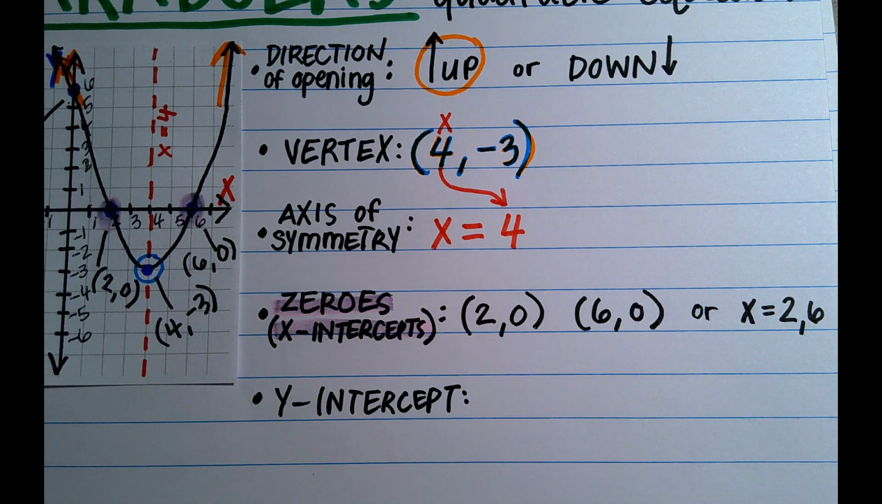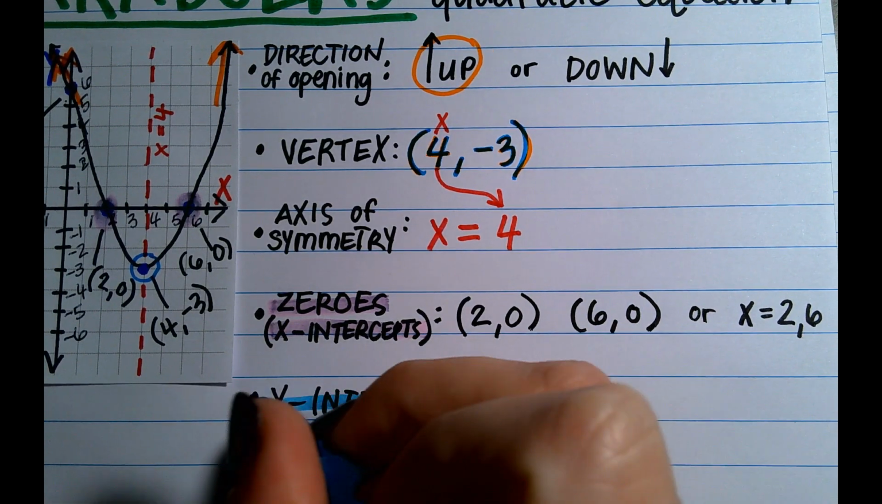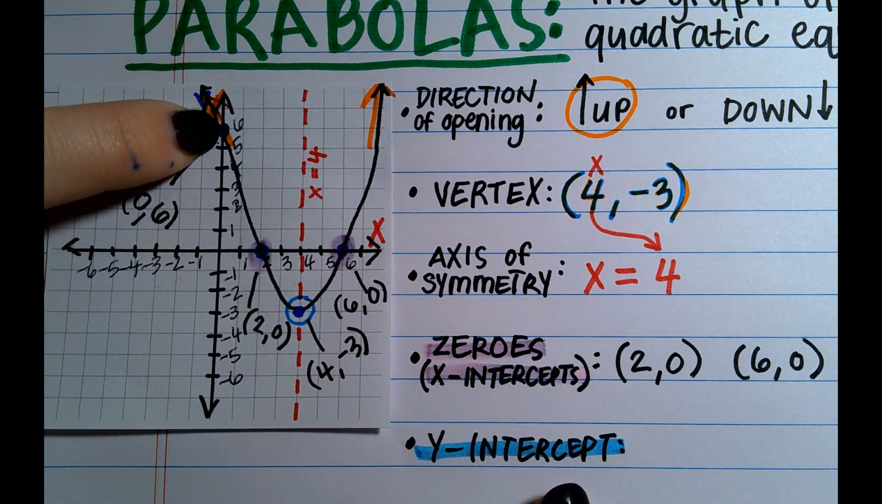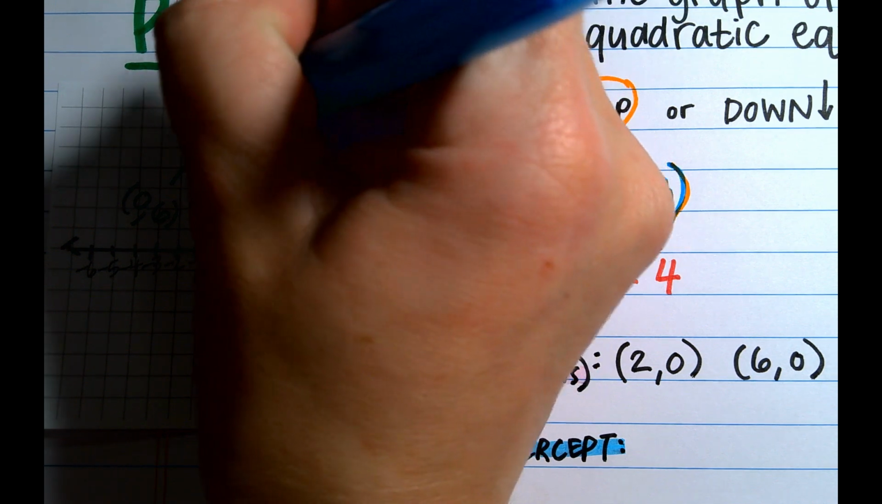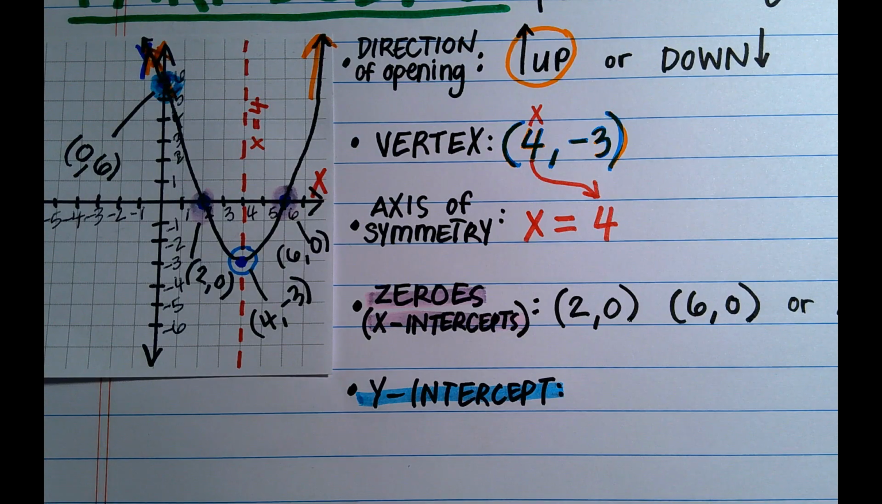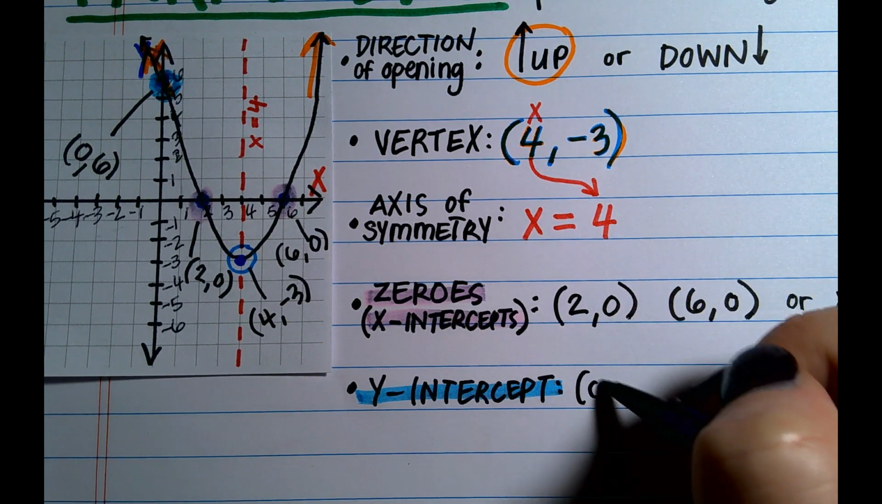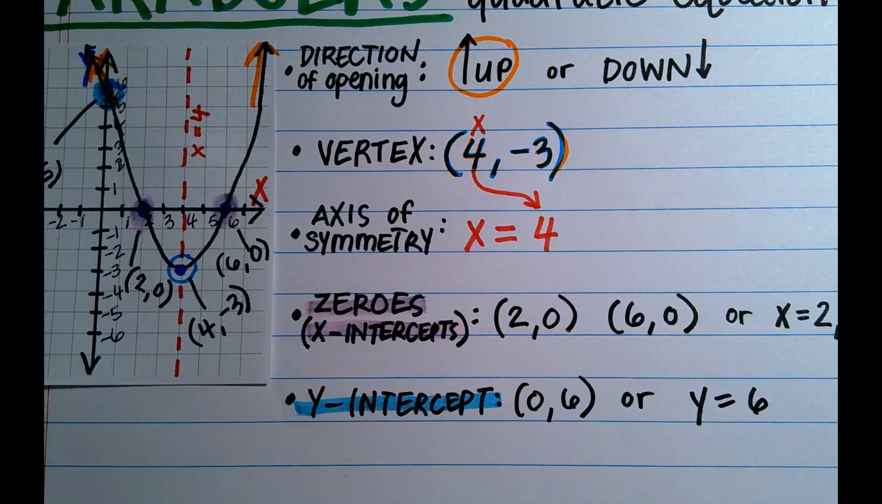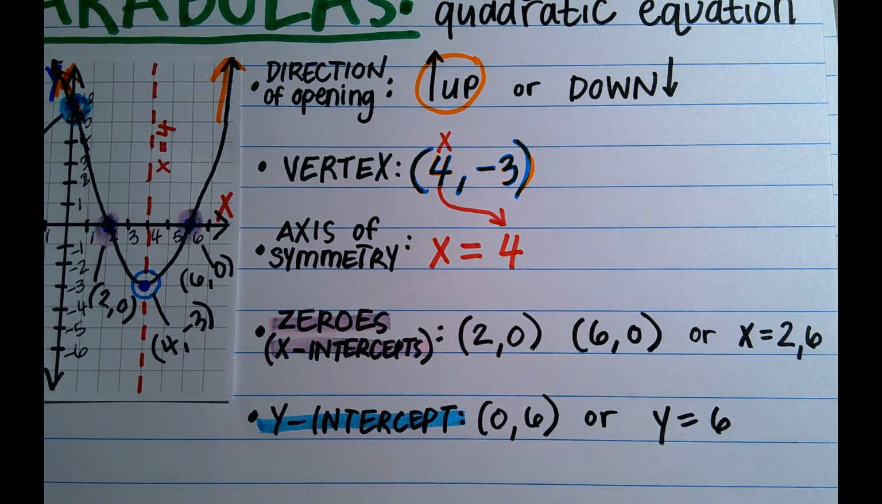And then finally our y-intercept. The y-intercept is where it touches the y-axis, right here. So you could either put the coordinate (0, 6), or I would accept y equals 6. I would accept either one. So I will leave this up for a moment. Lots of things to write. Let you guys catch up to there. And then we're going to do some practice identifying these things.